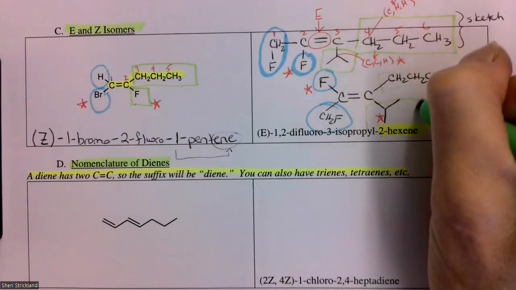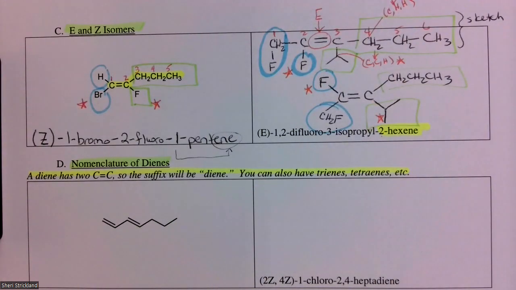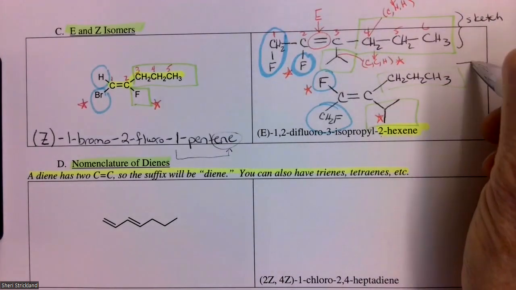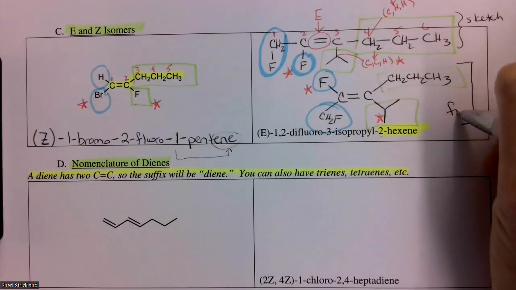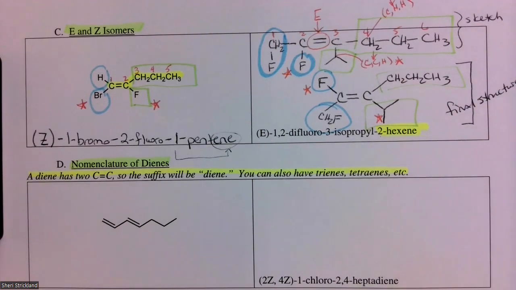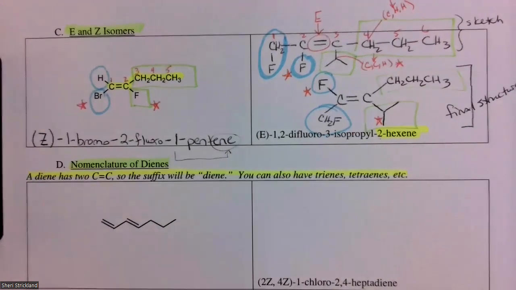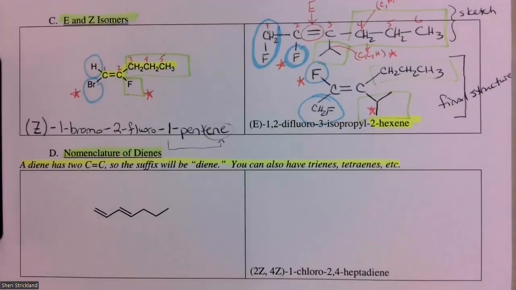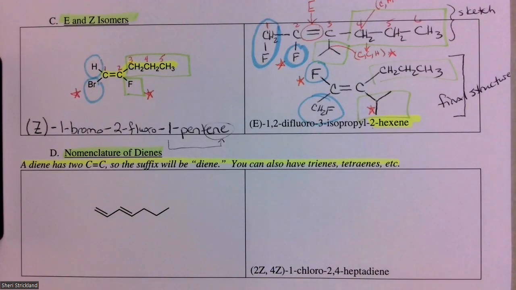If you're doing a sketch and then a final structure on an exam, it needs to be labeled final structure, because on an exam, 2 answers equals no answer. You can't do this as multiple choice for me. So make sure that it's labeled so that I know.